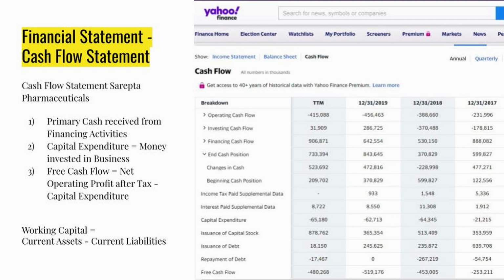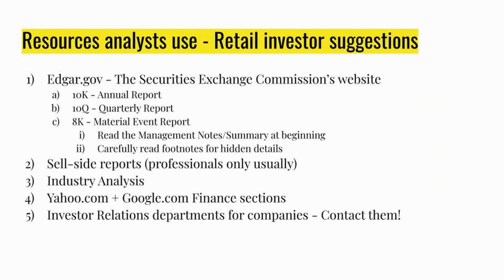To conclude, I'll speak briefly about where to find all of the public information you need about a company, as well as what some of the different forms mean. Edgar.gov is the Securities and Exchange Commission's website where you can run a search for all of the corporate filings a publicly traded company is required to file. In most cases, there are three types of filings that an investor should be paying close attention to.